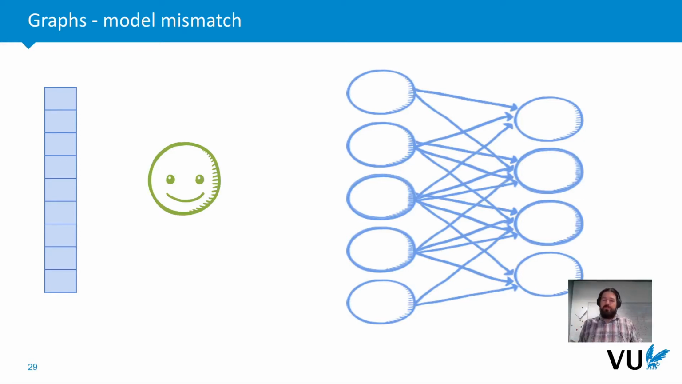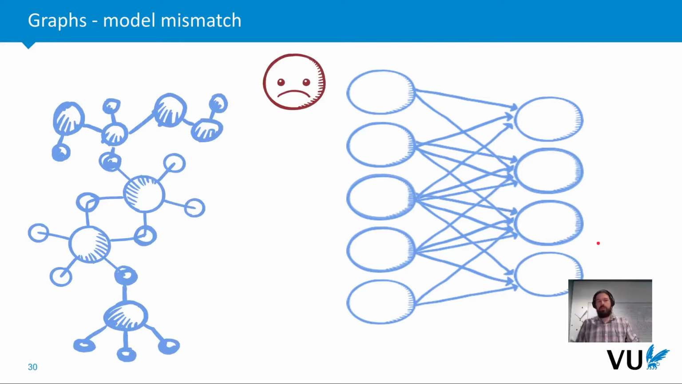Now, this is no longer the case when we are working with graphs. We have a problem that we cannot straightforwardly put this into a neural network because we don't have that typical linear structure. This thing here is not something you can easily represent in a line, so we cannot easily feed it into our network.